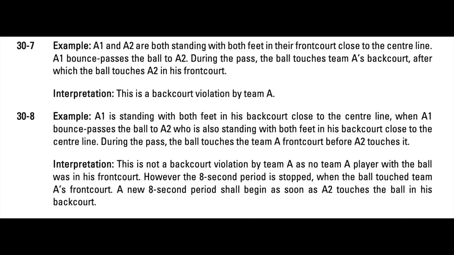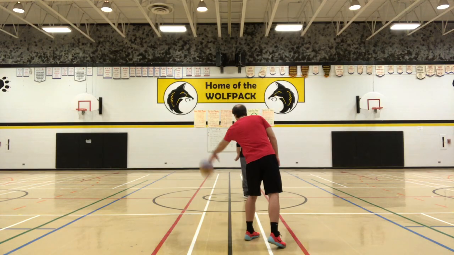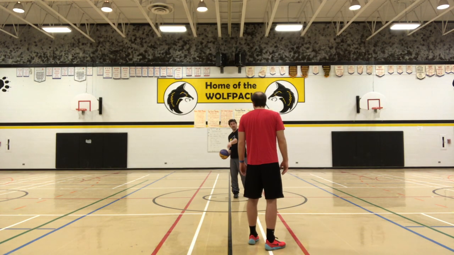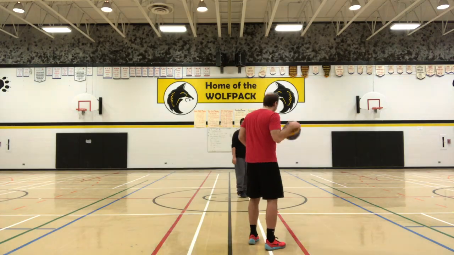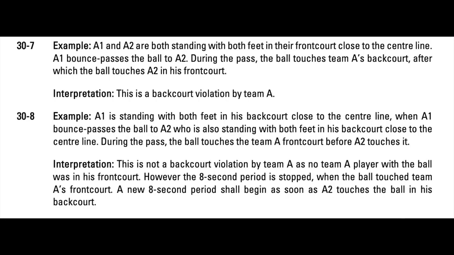So you have the center line, two players are in the front court, they pass the ball, it touches the backcourt, and then their teammate grabs it in the front court. That's a backcourt violation because they attained front court status, the ball went backcourt, and then they touched it. So last to touch, first to touch.